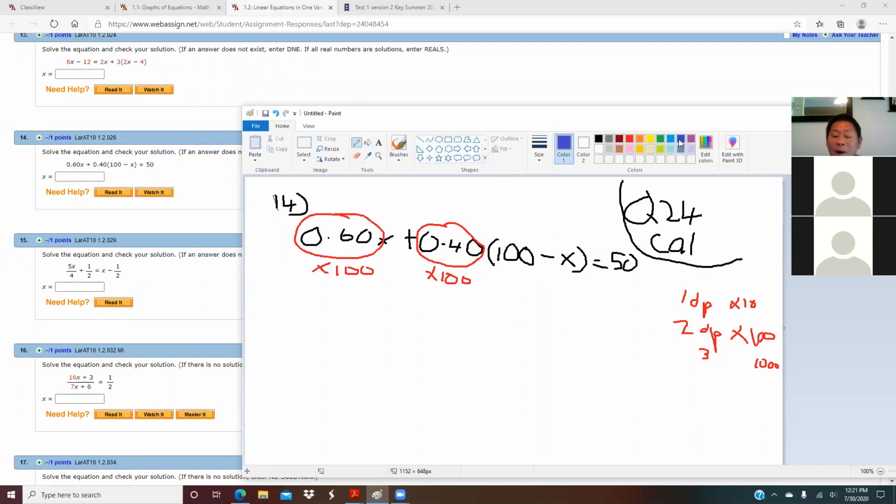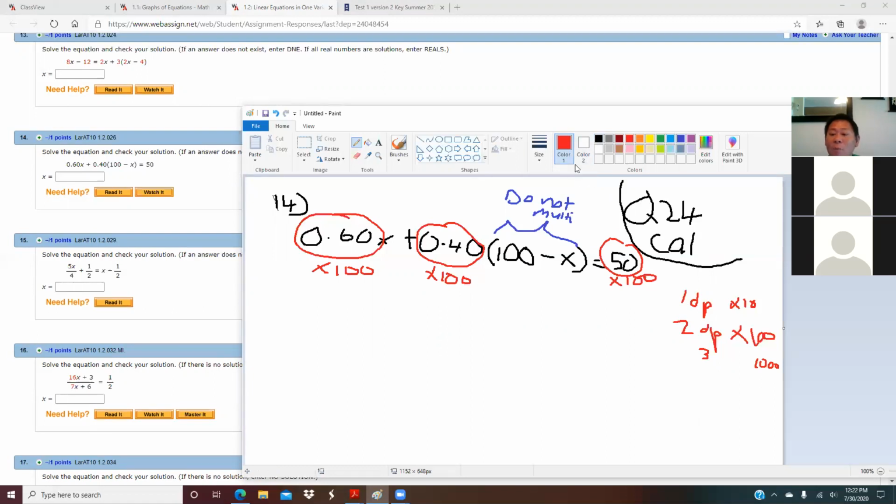Something I want to point out to you here is that inside this parenthesis, do not multiply anything. You only distribute later on. Just leave it as 100 minus x. Another thing that a lot of students make mistakes on is this one. You also need to multiply this by 100. Everything that is not inside the parentheses, the 0.6, 0.4, and 50, can be multiplied by whatever you multiply with. The one inside the parentheses, you do not need to multiply.